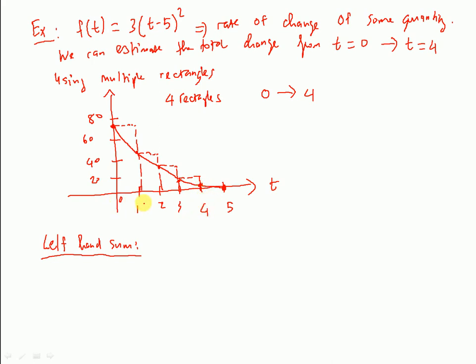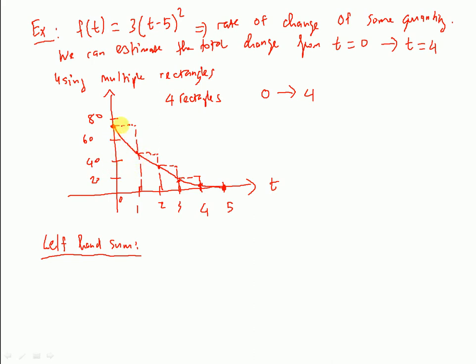We use 0, 1, 2, 3 for the left hand sum, and we ignore the last right hand point, because we only have 4 rectangles. Now you see that we have the extra spaces above the curve. Therefore your left hand sum will give you some value that is bigger than the true value.